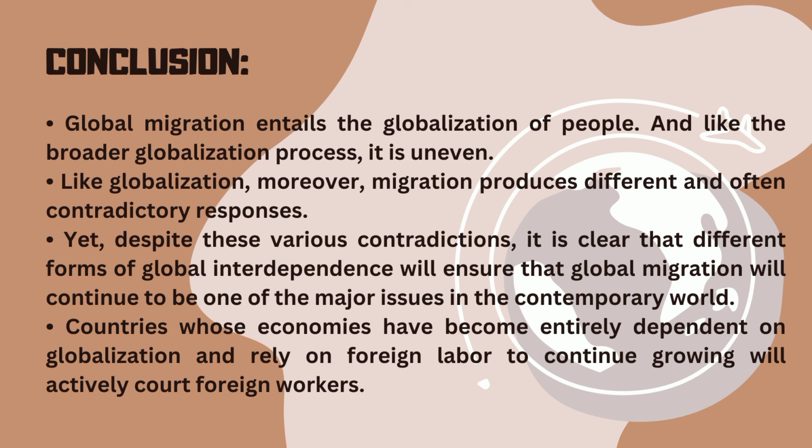Number 1. Global migration entails the globalization of people, and like the broader globalization process, it is uneven. Number 2. Like globalization, moreover, migration produces different and often contradictory responses. Number 3. Yet, despite these various contradictions, it is clear that different forms of global interdependence will ensure that global migration will continue to be one of the major issues in the contemporary world.